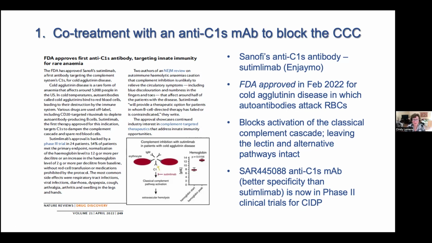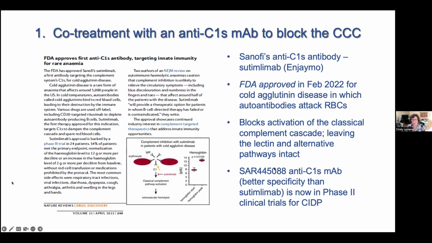And C1q has some functions that are very helpful, like axon guidance and some others that are necessary and good. You don't want to completely block C1q, but by blocking C1s, it would really block the activation of the classical complement cascade. But it would leave the alternative and lectin pathways intact and thereby protect individuals from infection going forward.